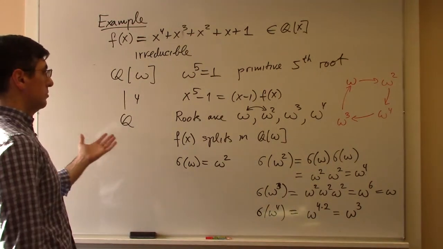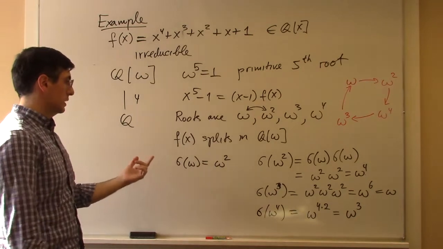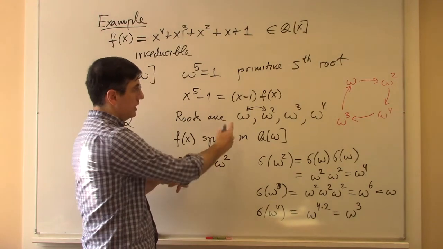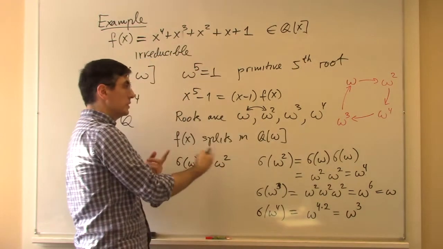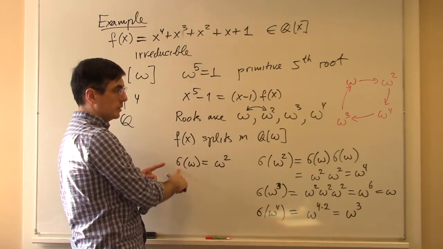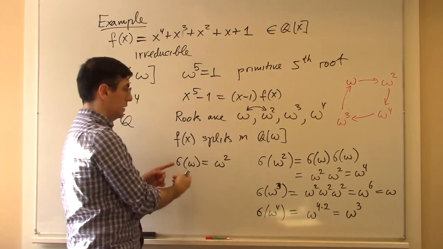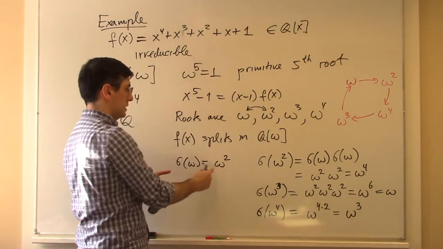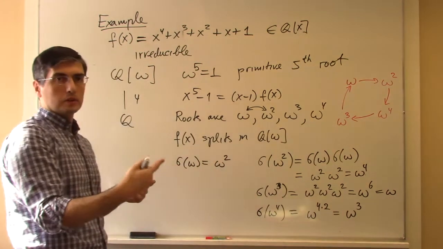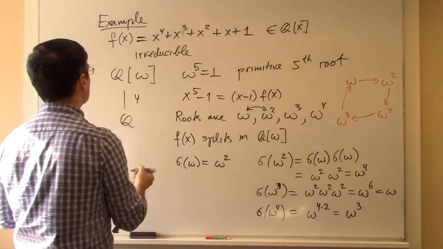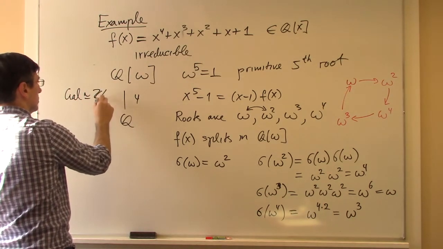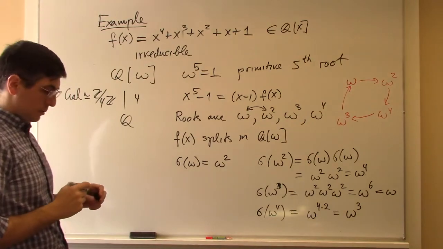It should more or less be clear that you're allowed to send this omega to any other root, and that predetermines what happens on the other roots. So you have 4 possible elements, one being the trivial element, and the others being omega goes to omega squared, or omega goes to omega cubed, omega goes to omega 4, and they are powers of each other. So in fact, the Galois group of this extension is isomorphic to the cyclic group Z mod 4.